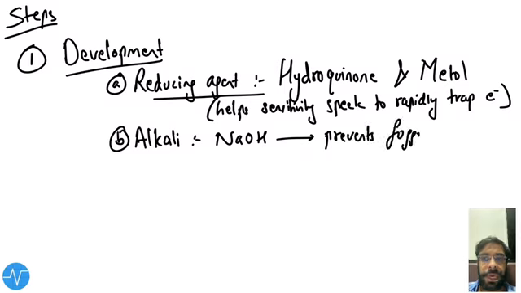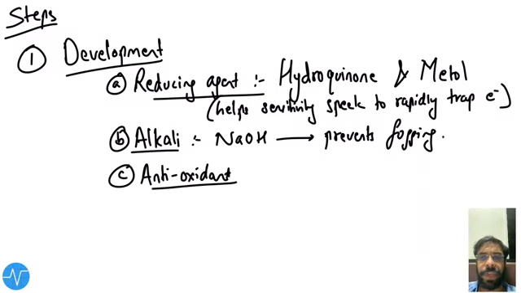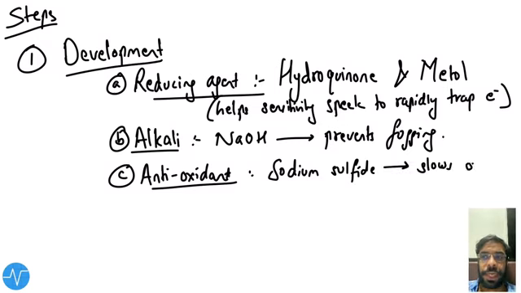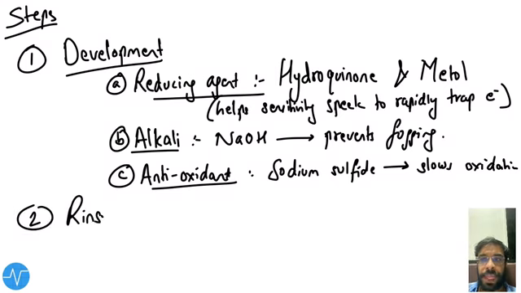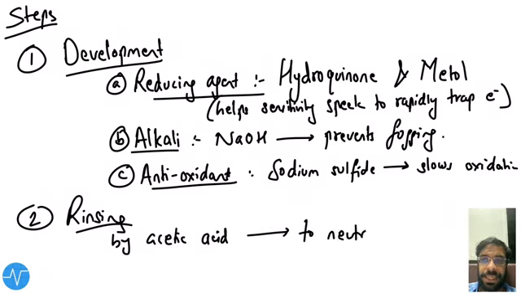The second development agent we use is alkali, which is sodium hydroxide, to prevent fogging. And third we use an antioxidant, which is sodium sulfite. This will slow down the oxidation. The second step is rinsing with acetic acid to neutralize the alkali effect.